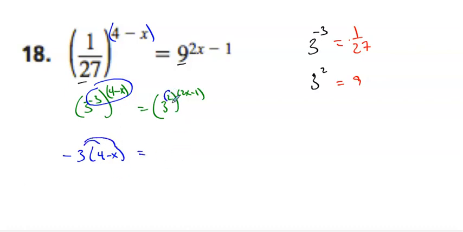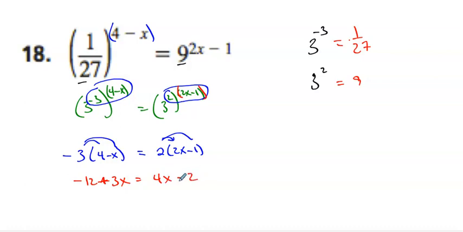And then this is 3 squared. You'll multiply those, 2 times 2x minus 1. Again, having to distribute there, which is why I put those parentheses here. So we got negative 12 plus 3x equals 4x minus 2. I'm going to bring my x's over. I got negative x is equal to, add 12 to both sides, is equal to 10, and x is equal to negative 10. And again, we could always verify by going back and plugging in, seeing if they are the same. But you should see that they are pretty good there, right?